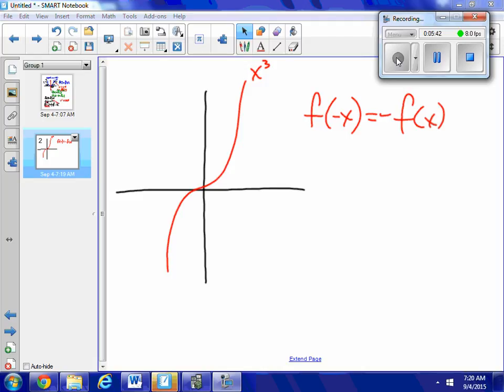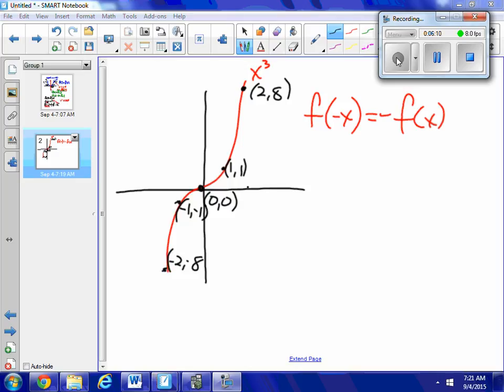So let's put some points on this function. I know I have the point 0, 0. I know I have the point 1, 1. And I know I have the point, let's put it way up here, 2, 8. And I know that it has the point negative 1, negative 1. And I know that it has the point negative 2, negative 8. Those are all points on the graph of x cubed.